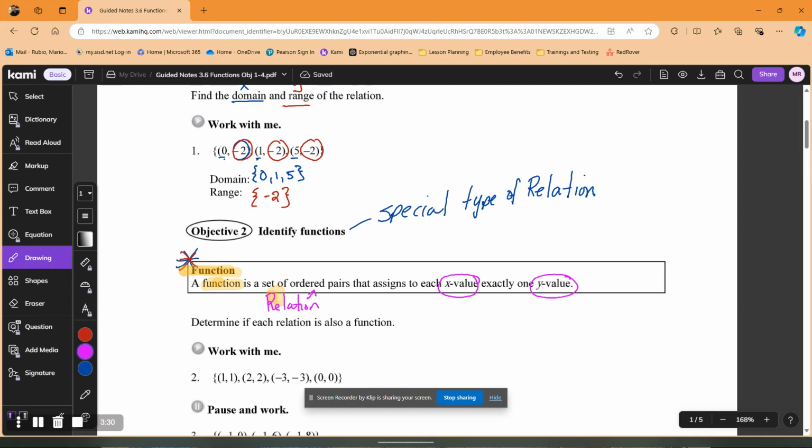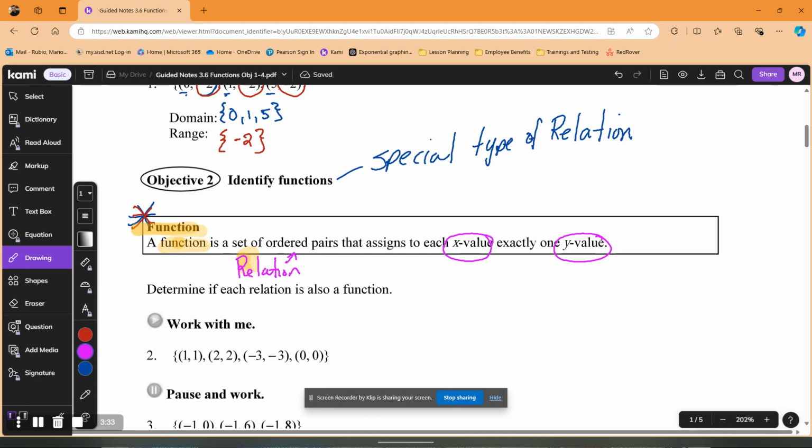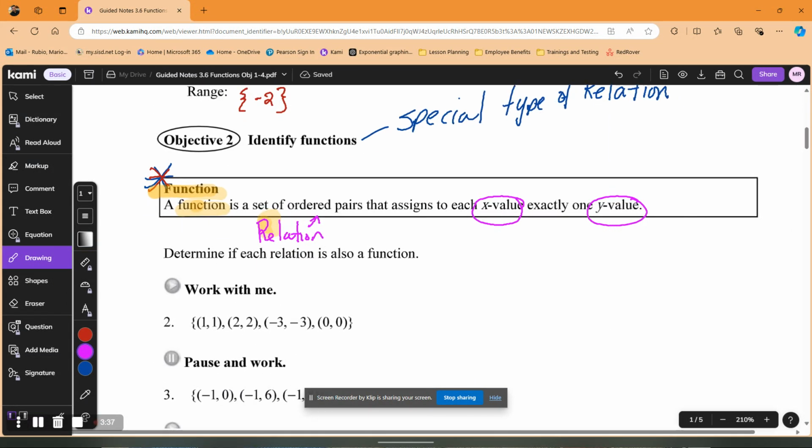We never go back to our x. There's only one y for each x. Let's see what that looks like in an example. Determine if the relation is a function or not. Okay, so we've got four x's, and each x is paired with a y.